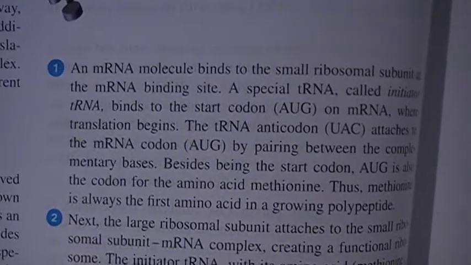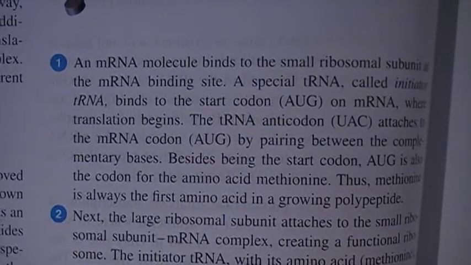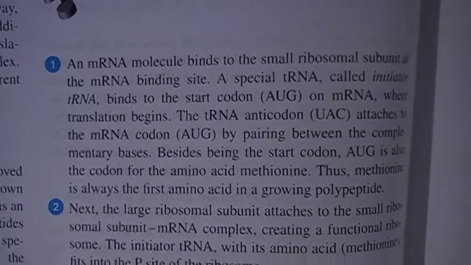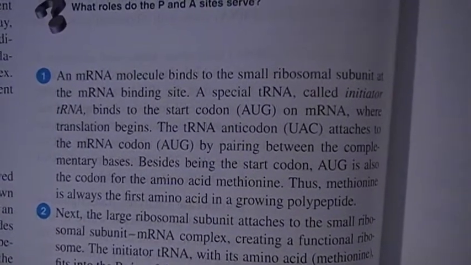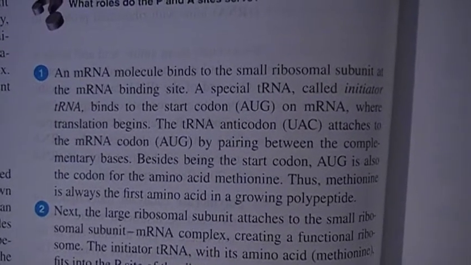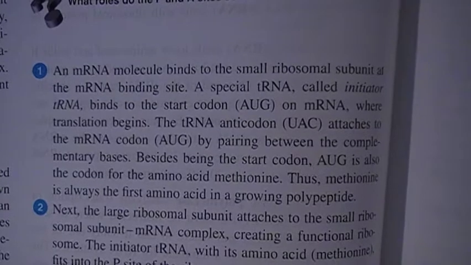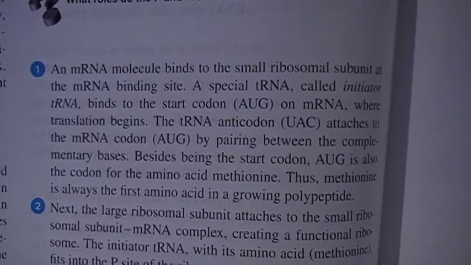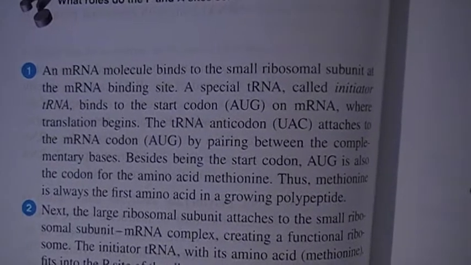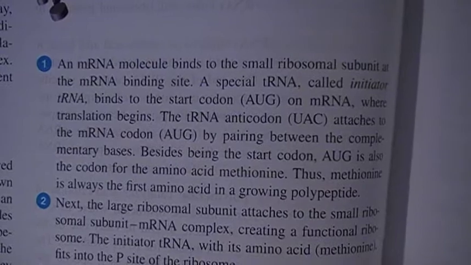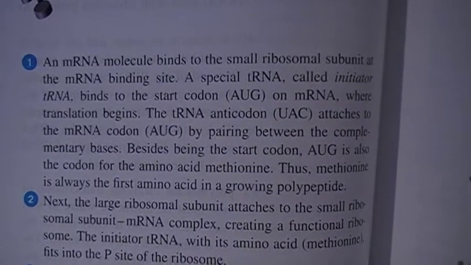Number 1. An mRNA molecule binds to the small ribosomal subunit at the mRNA binding site. A special tRNA called initiator tRNA binds to the start codon, which is always AUG. What is the start codon? AUG.